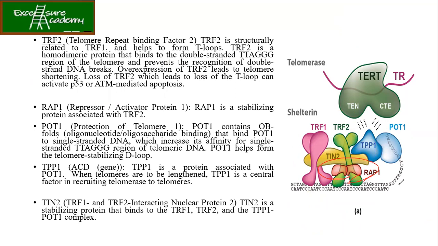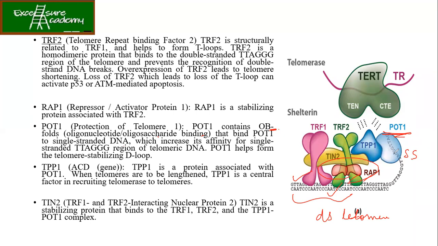Then we have POT1. So here you can see POT1 is there. Okay, POT1 is protection of telomere 1. It contains an OB domain. Okay, what is an OB fold? It is the oligonucleotide oligosaccharide binding fold. So this will bind POT1 to single-stranded DNA. Till now, TRF1 and TRF2 were binding to the double-stranded telomere. Okay, only POT1 is associated with the single-stranded DNA region of the telomeres, and it is helpful in the formation of your D loop, that is a displacement loop.